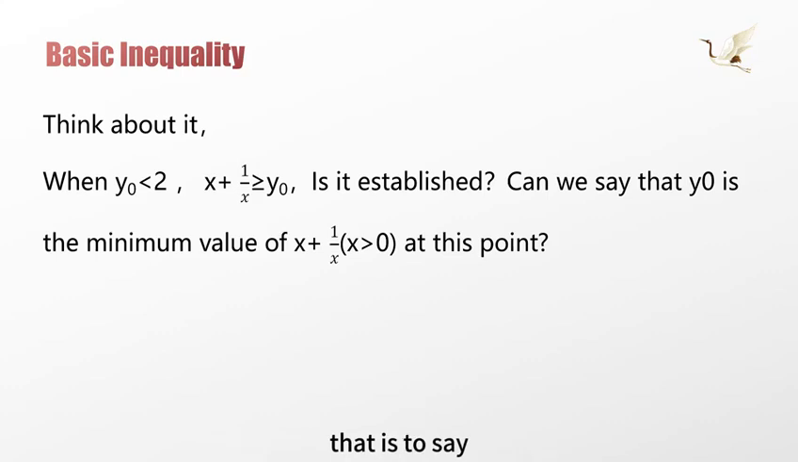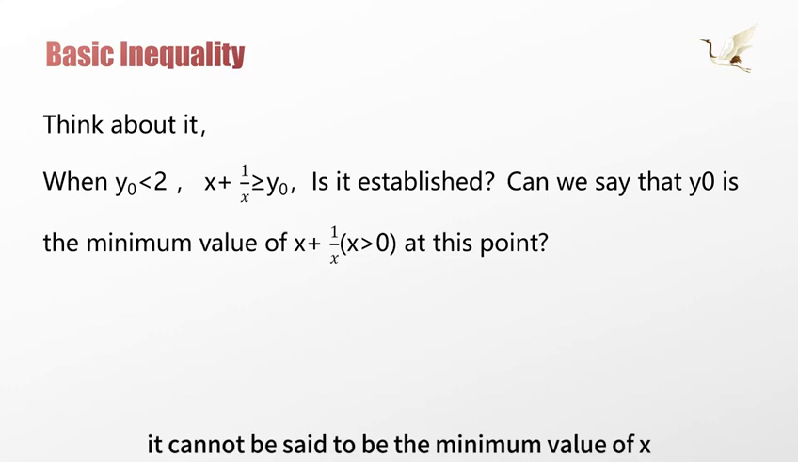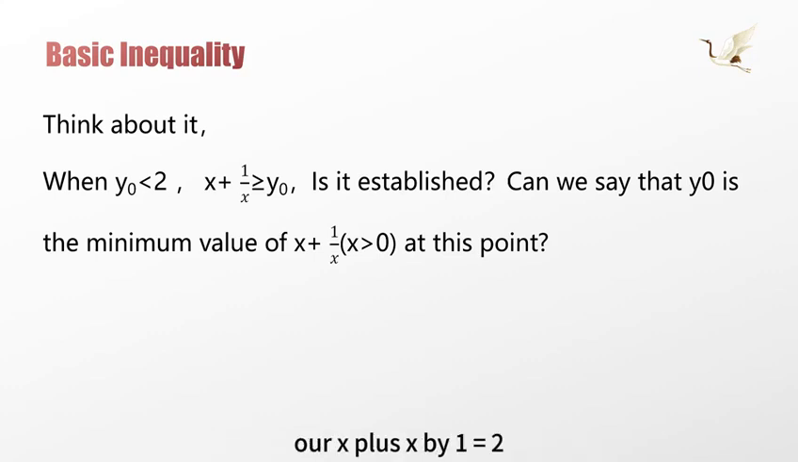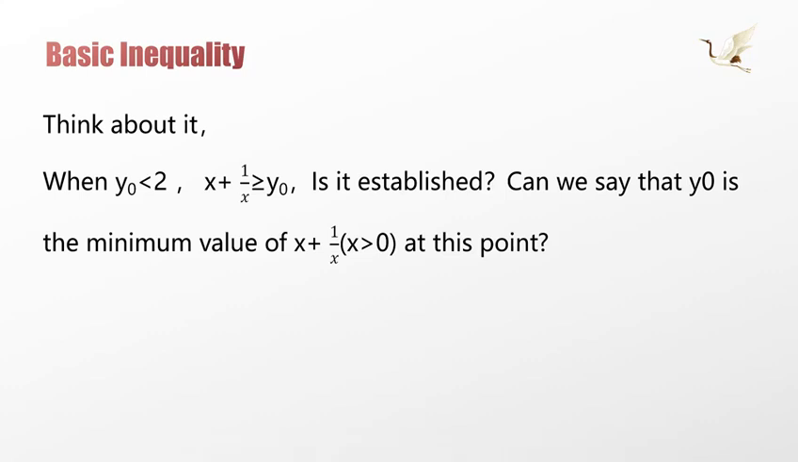That is to say, you cannot find an x0 that can be substituted into x plus 1/x so that it takes your y0. Therefore, when our y0 is less than 2, it cannot be said to be the minimum value of x plus 1/x. Only when x is equal to 1, our x plus 1/x equals 2, and this 2 is the minimum value of x plus 1/x.